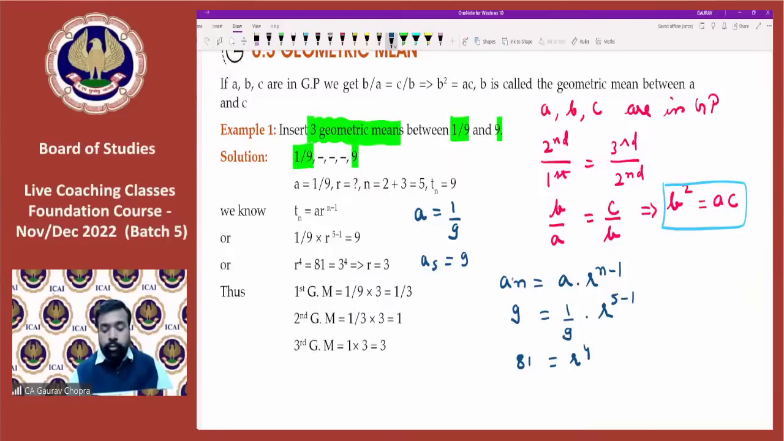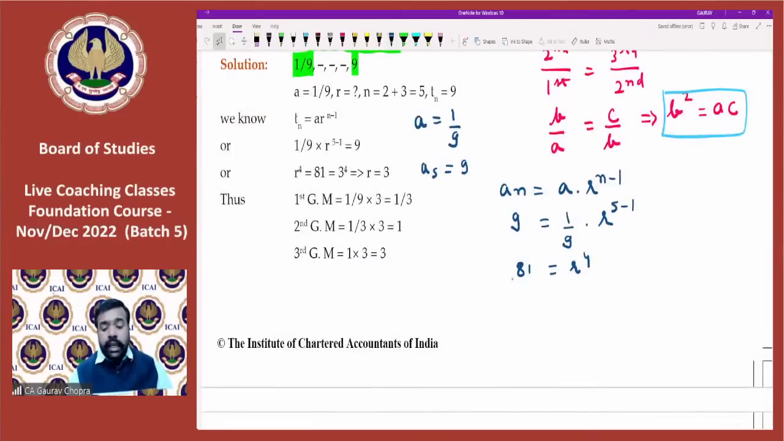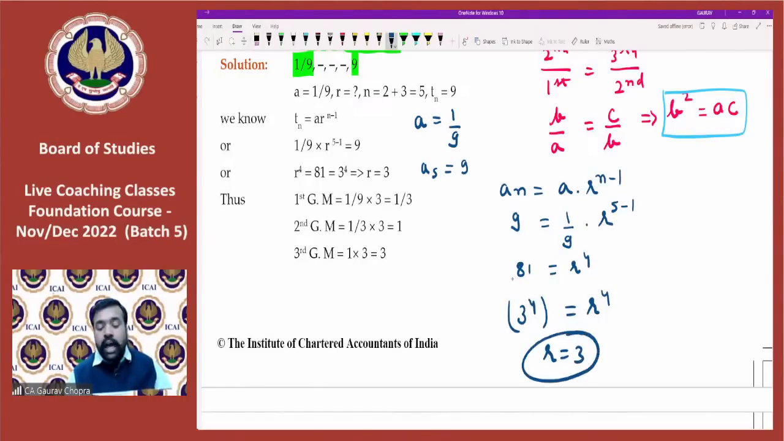So r to the power of 4. Now 81 can be written as 3 to the power of 4, which is equal to r to the power of 4. Now the powers are equal. So whenever the powers are equal, then bases will also be equal. So from here, we can conclude that r is equal to 3. The common ratio is equal to 3.